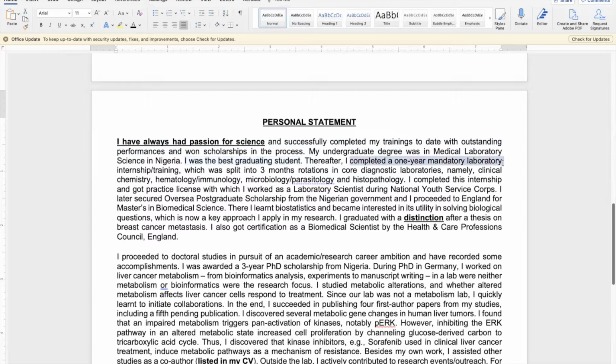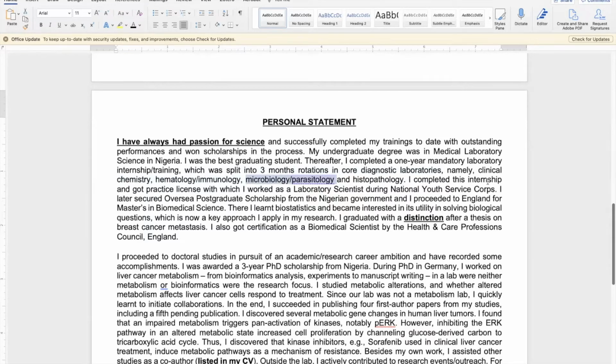Thereafter, I completed the 1-year mandatory internship training, which was split into 3 months rotations in core diagnostic laboratories. What point am I trying to make here? That I have some very strong laboratory exposure, okay? Namely in clinical chemistry, hematology, serology, immunology, microbiology, parasitology, and histopathology.